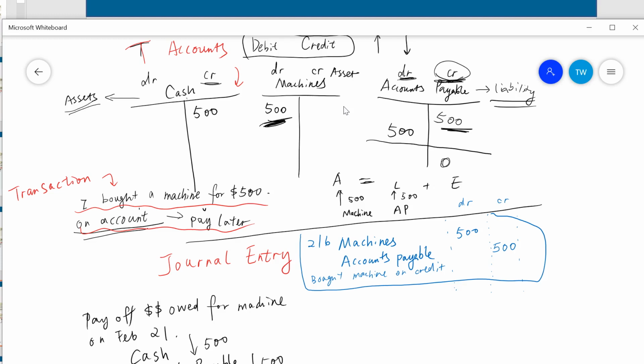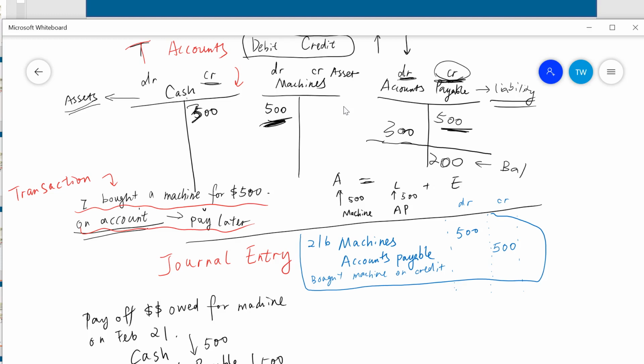However, if let's say we only paid 300, just as an example, I would still have $200 left. That's my balance.